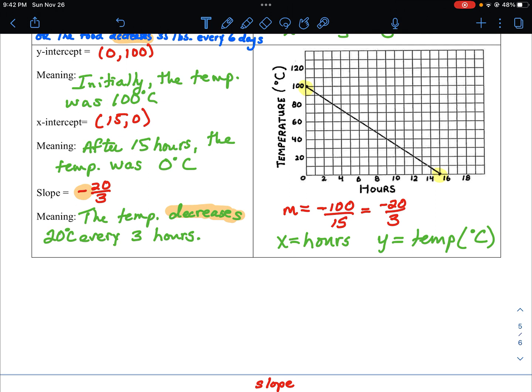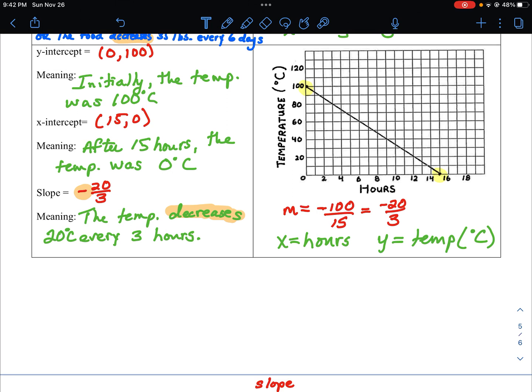So then if you go down and you look at this second example, we have something to do with hours and temperatures in Celsius. So again, our initial value, it starts at 100 degrees. So 0 is 100 degrees. Initially, the temperature was 100 degrees. That's my meaning in words. When is the temperature 0? On the 15th day. So you can see here it's 15, 0 in red. And then the meaning of that is after 15 hours, the temperature was 0 degrees.